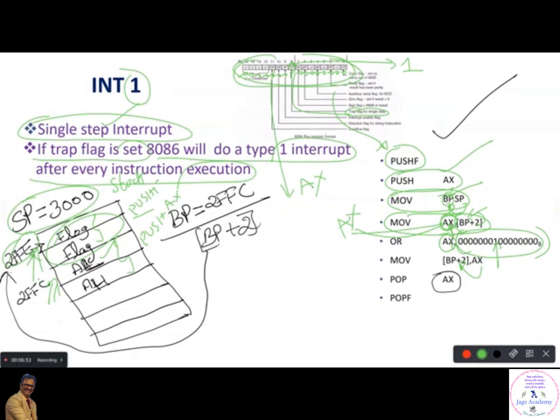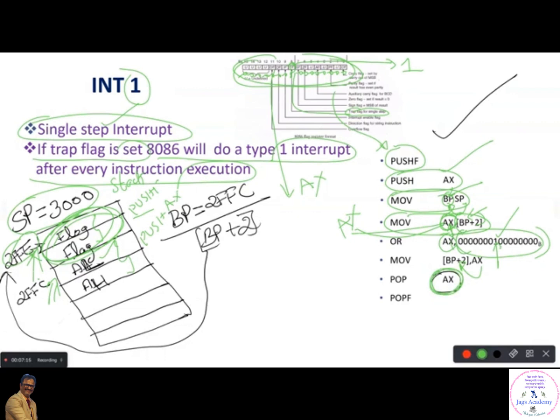What you do? You have changed the AX register, which is the flag register content, by making the trap flag to be 1. After that, put it back here. Put it back here. Right? Now, what do you do afterwards? POP AX. Right? POP AX.